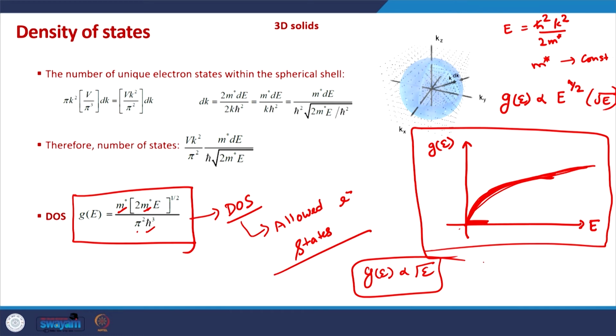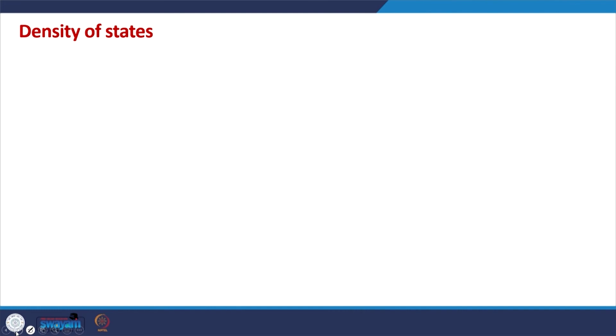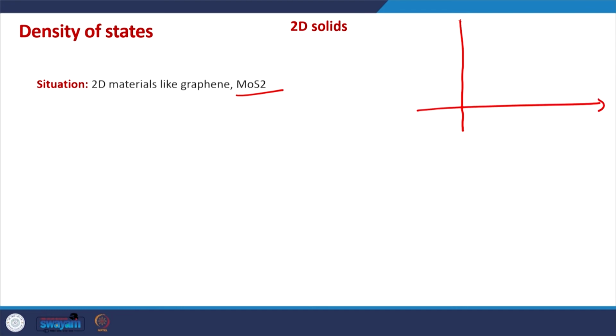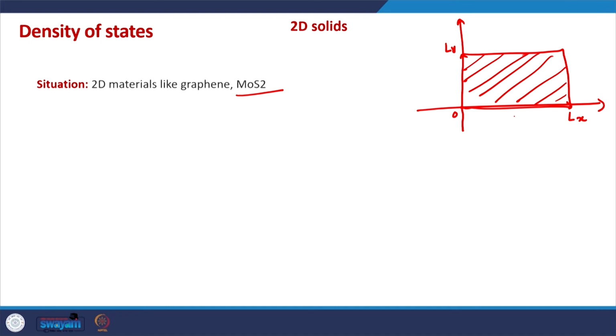Now, let us see how it varies in 2D solids. Like a 3D solid, a 2D solid can be a graphene material or MoS2. A 2D solid is essentially a solid which is extended only in two directions. So, the dimensions of the solid are like this. It has Lx length, Ly width. This is the 2D solid.